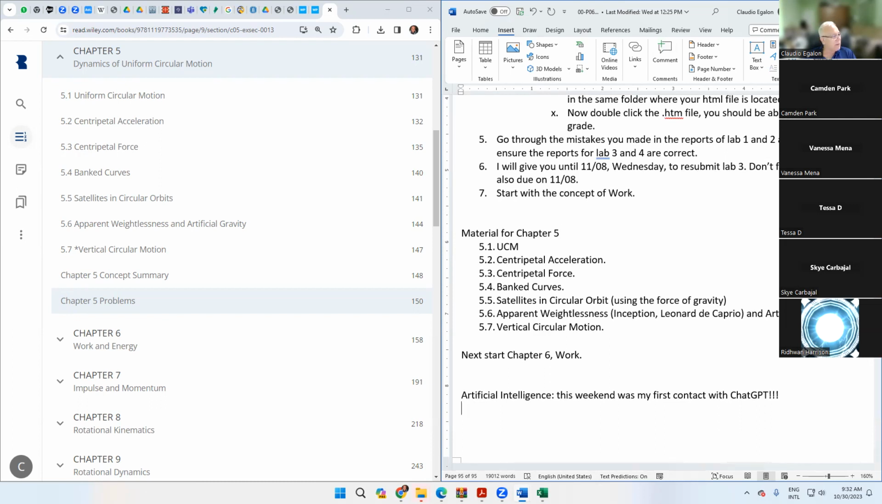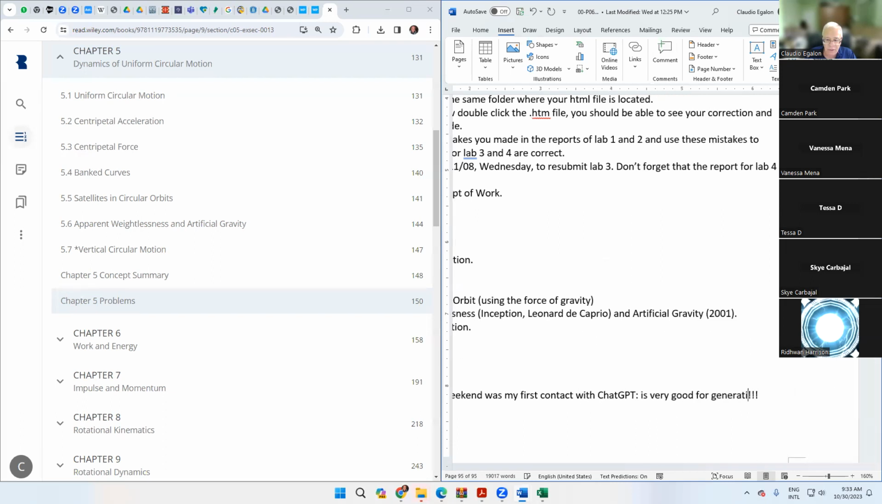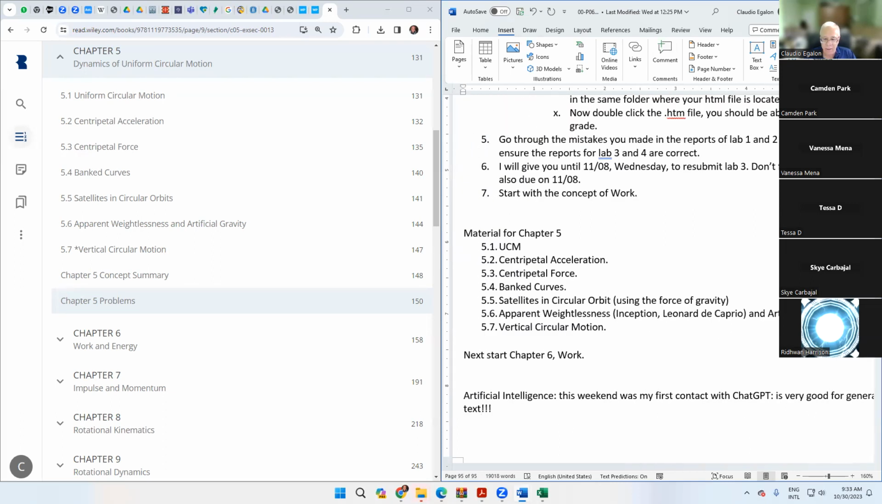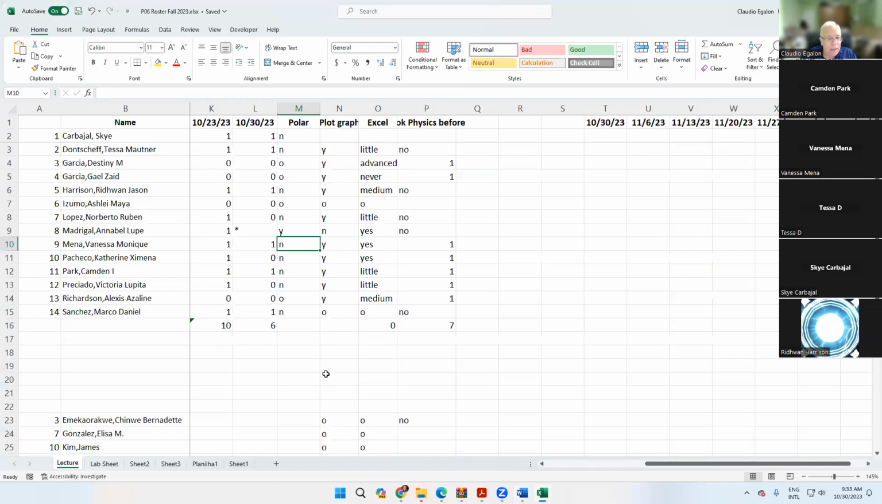Have you ever done that? Has anybody here ever worked with ChatGPT? I want to hear from you. Not just ChatGPT, but there are other types of artificial intelligence software that also generate pictures, right? ChatGPT is very good for generating text. I like it. It's pretty impressive. Saves a bunch of work. Let me go one by one. Have you ever used ChatGPT before, Sky?